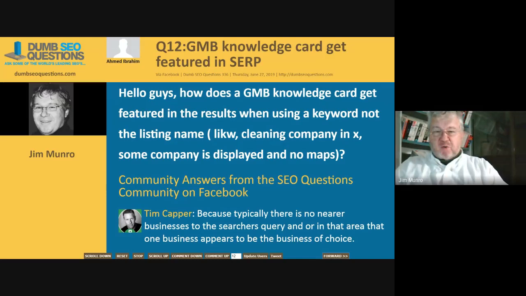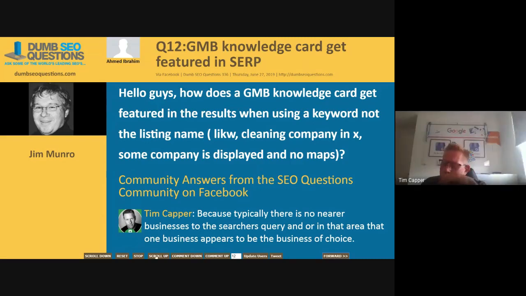Let's look at number 12 on our list, Google My Business Knowledge Card gets featured on a search engine results page. It's from Ahmed Ibrahim, who said, "Hello, guys. How does a Google My Business Knowledge Card get featured in the results when using a keyword, not the listing name? Like, for argument's sake, cleaning company in X, some company is displayed and no maps." Okay, so we typically refer to this as a one box.